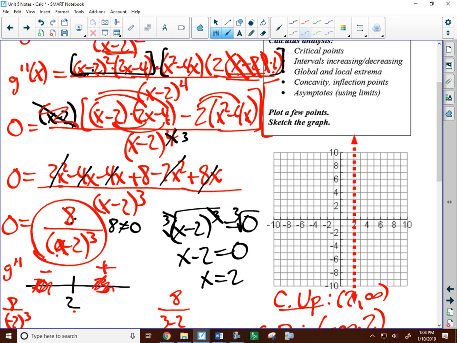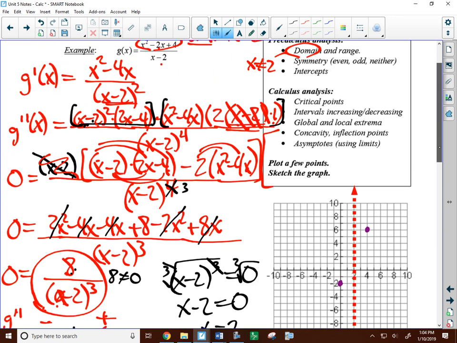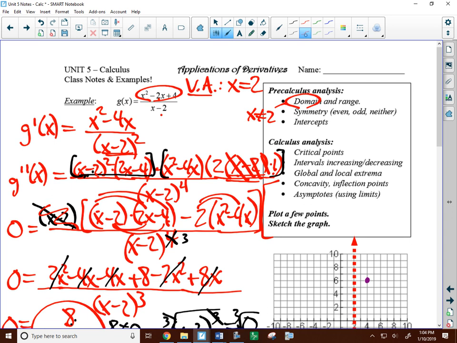By the way, didn't we have points from yesterday where we had 4, 6, and 0, negative 6? Thank you. So it was y-intercept, there were no x-intercepts, and then that was a max, this is a min. Okay, let's go back up. Vertical asymptote x equals 2.